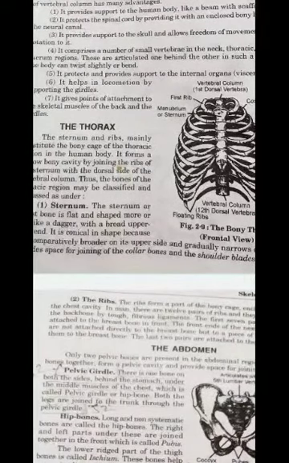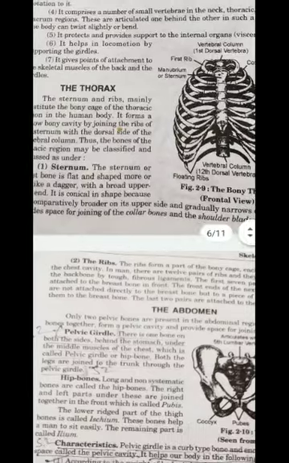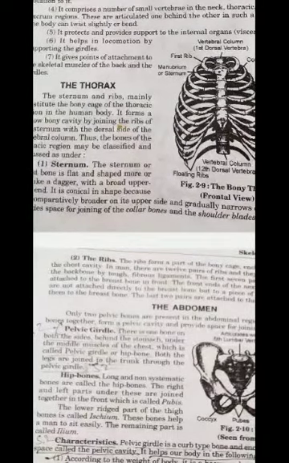Ribs. The ribs form part of the bony cage enclosing the thorax, the chest cavity. In man, there are 12 pairs of ribs and they are attached to the backbone by fibers, ligaments. The first 7 pairs of ribs are also attached to the breast bone in front. The front end of the next 3 pairs of ribs are not attached directly to the breastbone, but to a piece of cartilage that joins them to the breast bone. The last 2 pairs are attached to the backbone only.